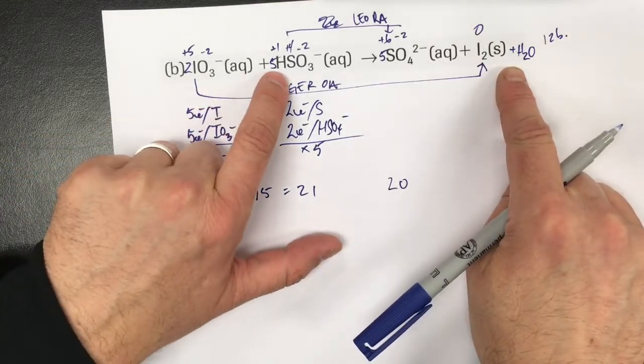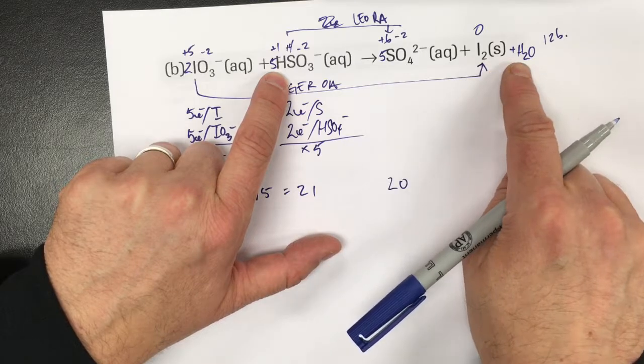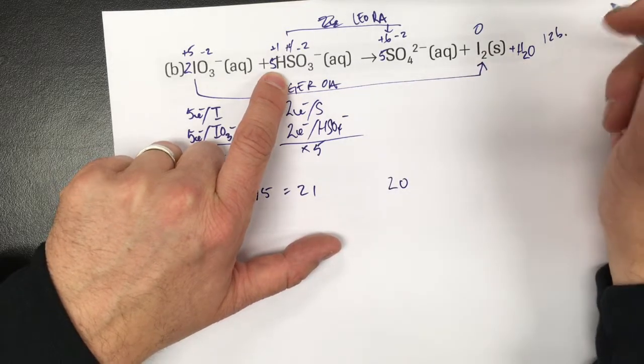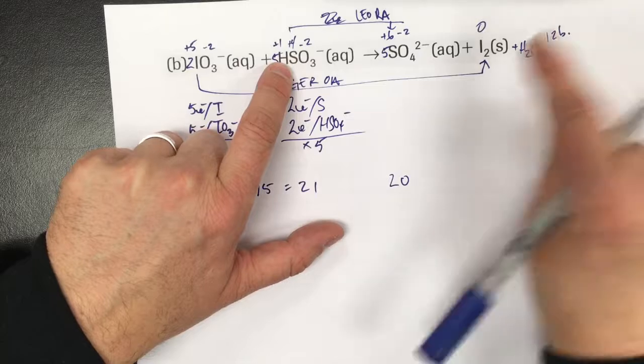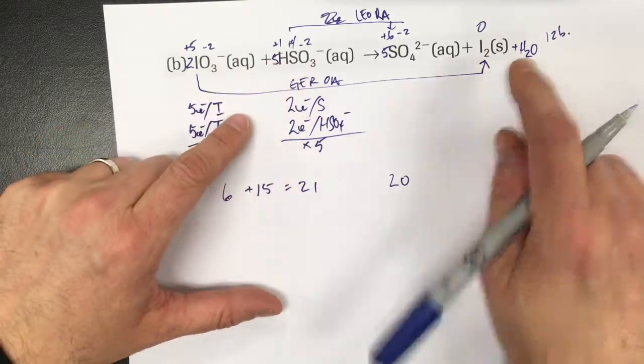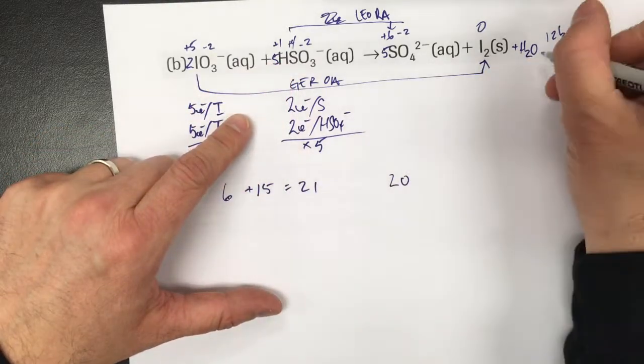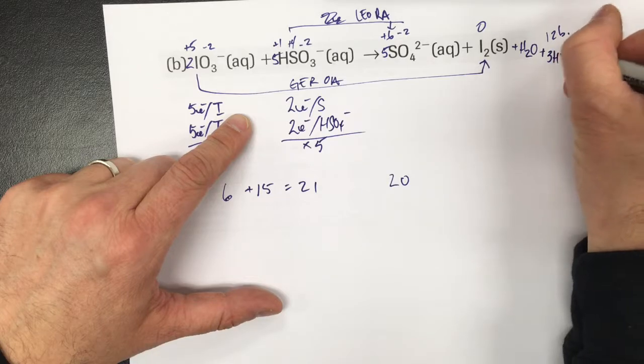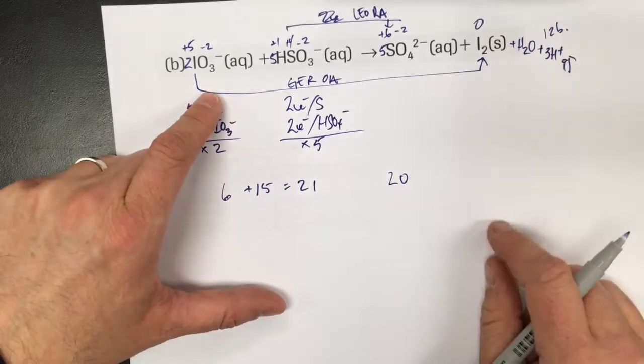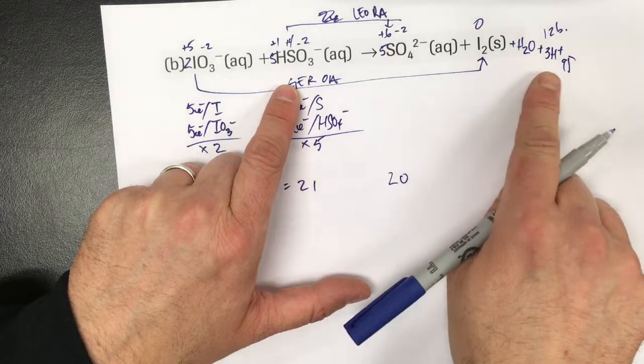This side has 5 hydrogens, and this side has 2 hydrogens, right? Because you've got 5 times 1, and this has got just 1 water. So then I'm going to add 3 acid particles to balance my hydrogens. That should balance them out.